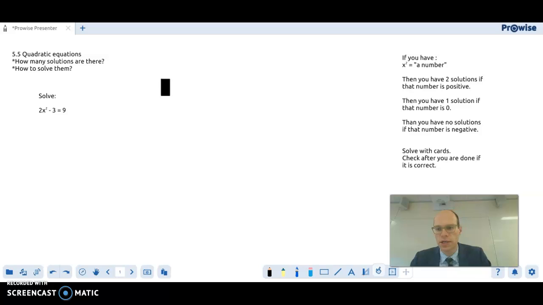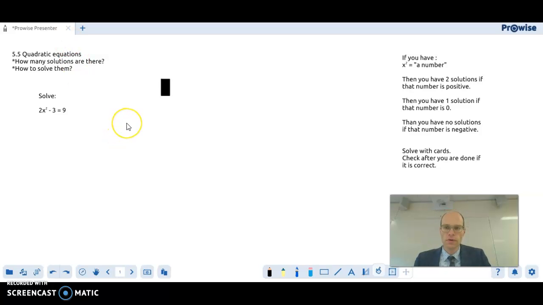It's quadratic equations time. And basically, we're going to do two things. One, how many solutions are there? Two, how do we get to that solution? Or how do we solve them if there is a solution?